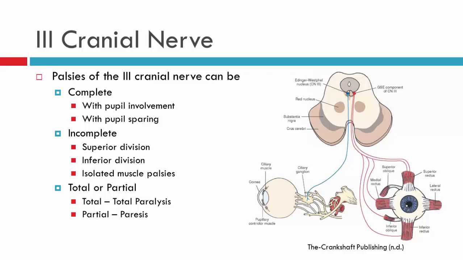We could also have an isolated muscle palsy, and what I'm referring to there is you could affect just one extraocular muscle of the third nerve. So for instance, the superior rectus alone or the inferior rectus alone. Okay, and as usual, we can have total or partial paresis, so we can have a total paralysis of the eye, or we could have a paresis where there is some function of the extraocular muscles. And dependent on whether we have a complete or incomplete, a total and partial, you will see different characteristics or differences between each of these third nerve palsies.